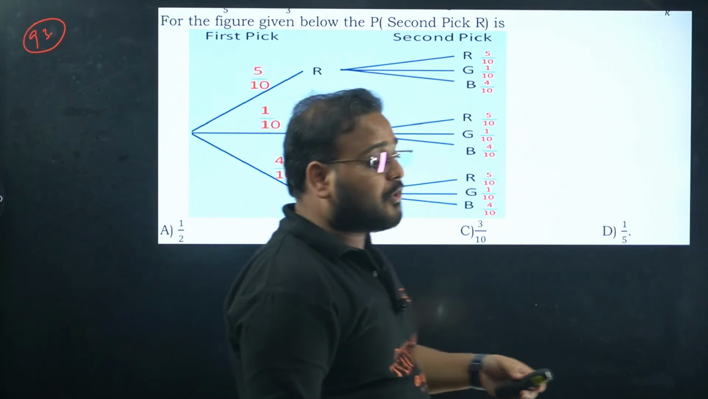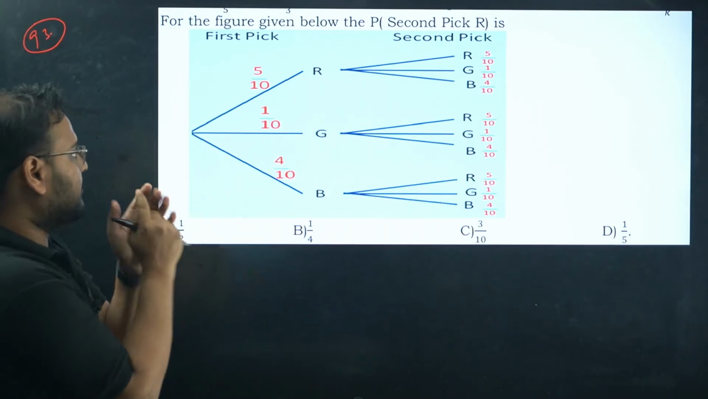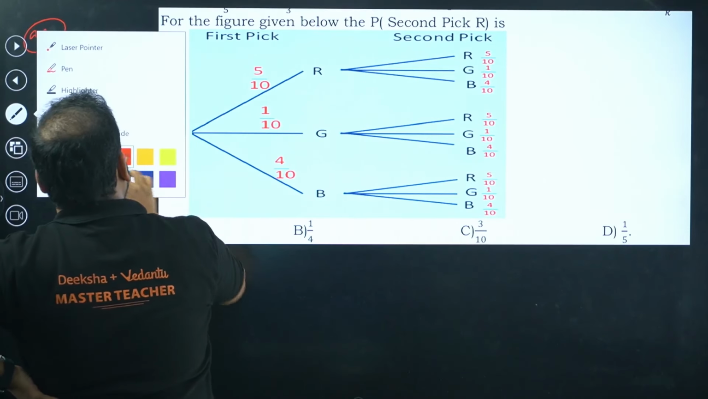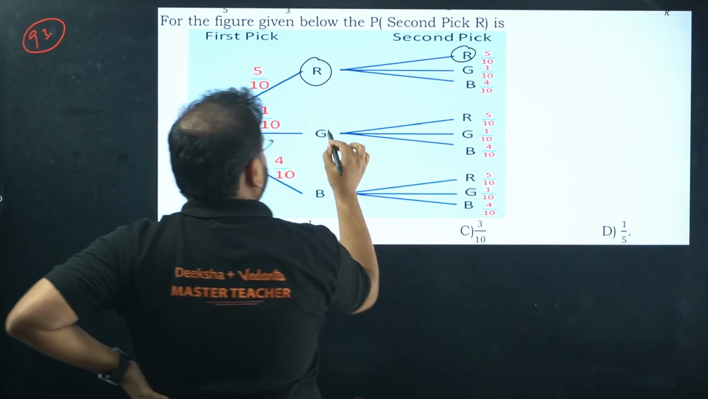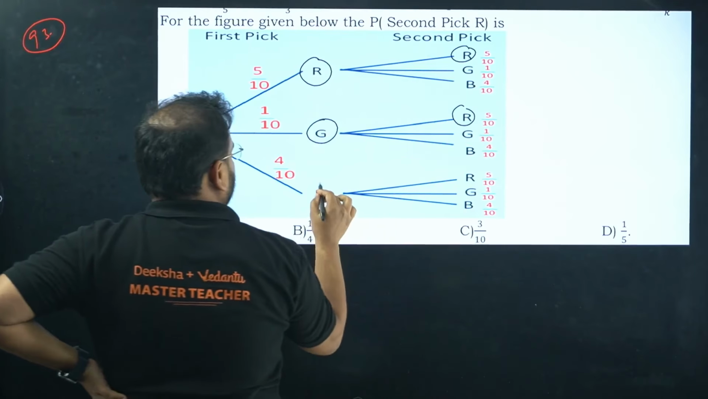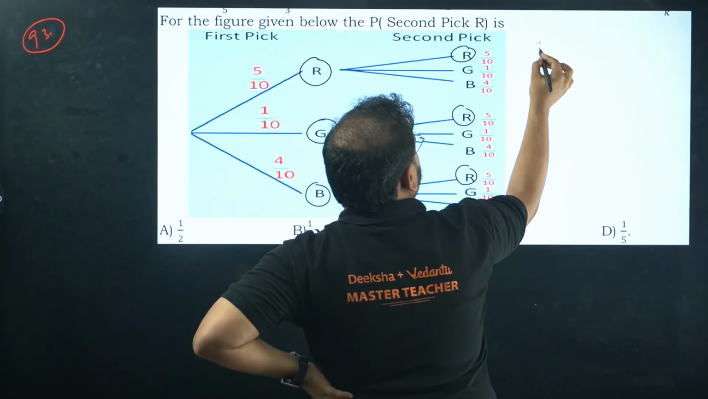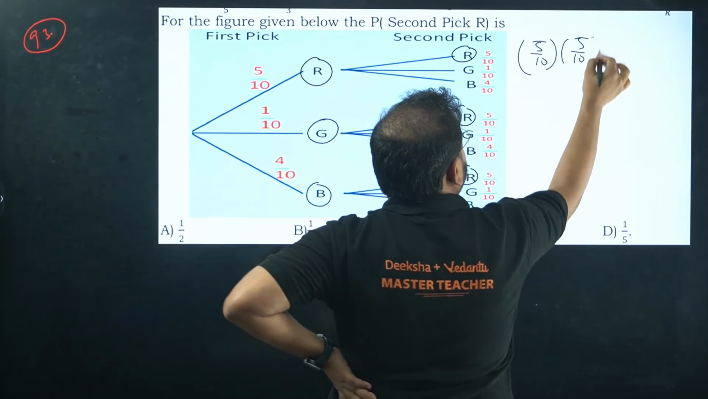Okay. Probability of getting a second pick as R. The question is probability of getting a second pick as R, means you have to start. Check here, bacha. You have to start over here with the first R, then again you have to go to the R, G2 again R, and B2 also R. In this case, please check. You will have what? 5 by 10 into 5 by 10.